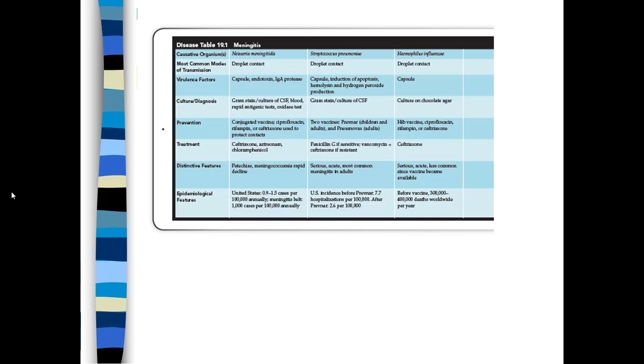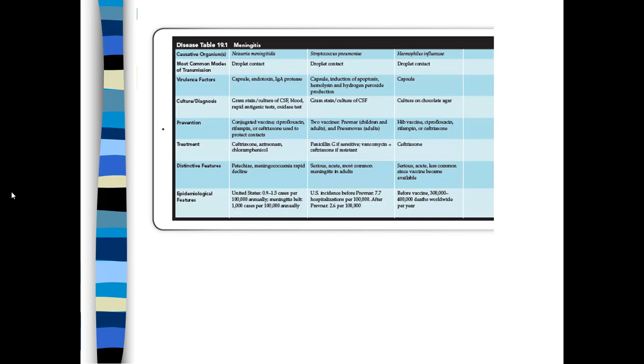Okay, and here's our wrap up of meningitis. It can be Neisseria meningitidis, Streptococcus pneumoniae, or Haemophilus influenzae. All of it is cultured, usually gram-stained. Haemophilus influenzae is cultured on chocolate agar, which is just burnt blood agar. Each one does have a vaccination, and treatment is through antibiotics. And with Neisseria meningitidis, you always see petechiae and ecchymosis.